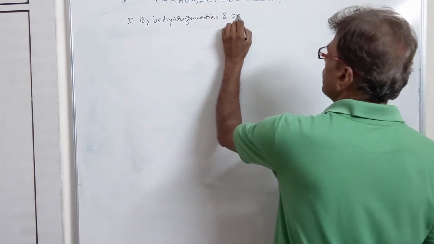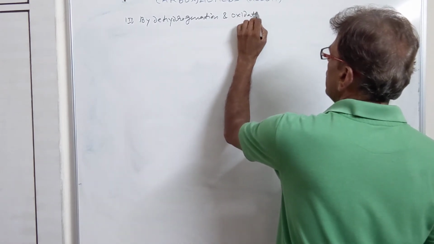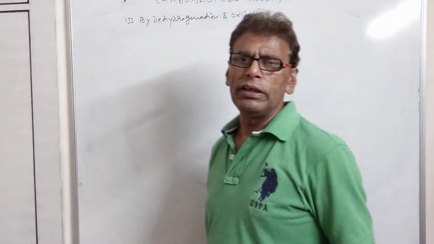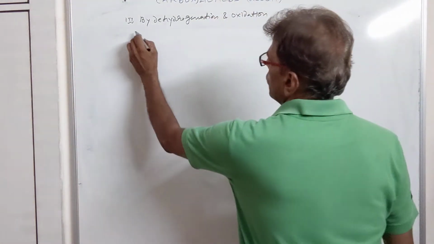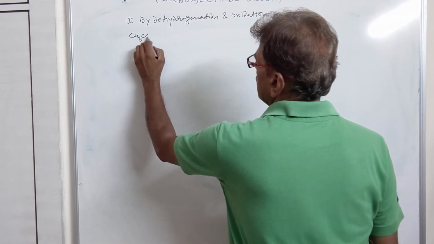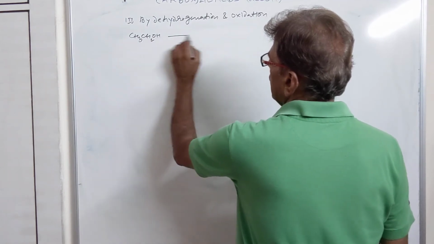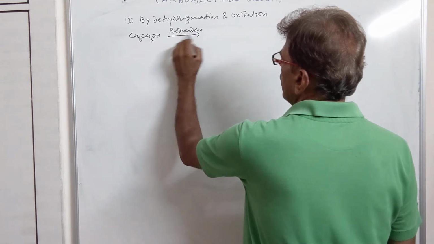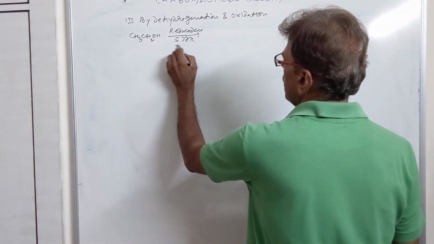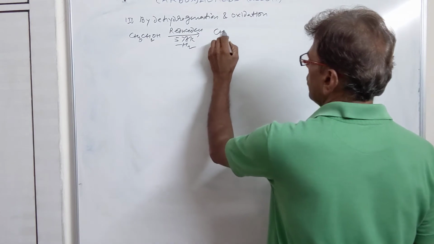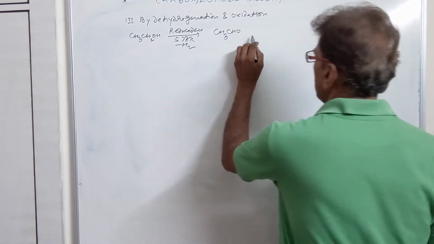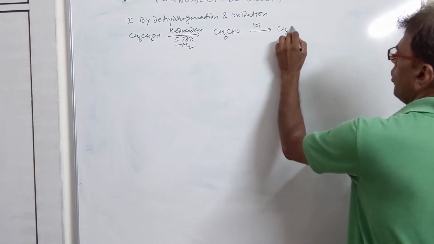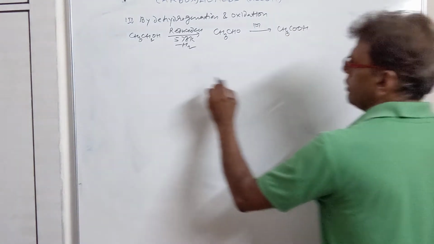And oxidation. First will be dehydrogenating alcohol, then the dehydrogenated product is further oxidized. So we have CH3CH2OH. Its vapors are passed over reduced copper at 573 Kelvin. It will eliminate a molecule of hydrogen and give you acetaldehyde. This on oxidation with alkaline KMnO4 will give you carboxylic acid.